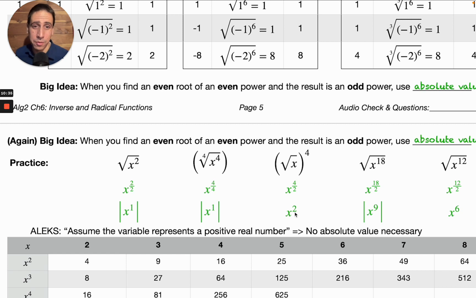If you were to put absolute values on this answer, it would be a little bit redundant because this is always going to be even. It's always going to be positive anyway, any number you put in for x. So this simplifies down to this, and no absolute value is necessary.